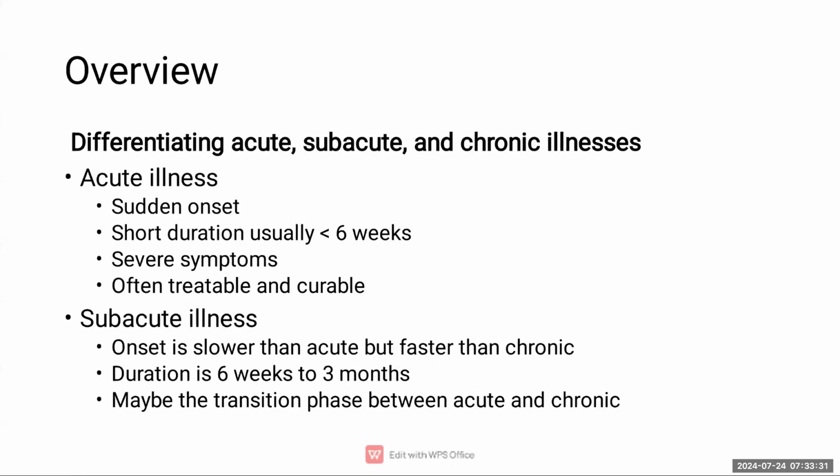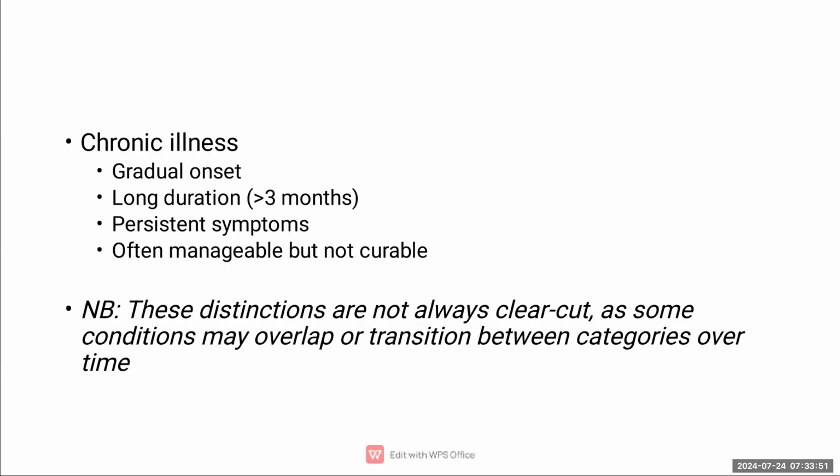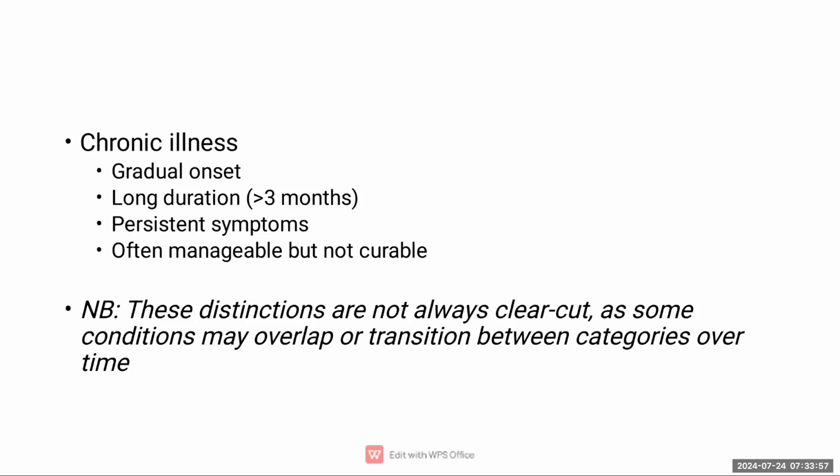Then looking at a short overview, just a reminder of the differences between acute, subacute, and chronic illness. You have the acute illness, which most of the time is of sudden onset, usually lasts less than 6 weeks, and is often treatable and curable. The subacute may be the transition phase between acute and chronic, lasting between 6 weeks and 3 months. Then the chronic illness, like I said earlier, may have a gradual onset with long duration, often manageable but not curable. But it's important to know that these divisions are not always clear-cut, as some conditions may overlap or transition between categories over time.